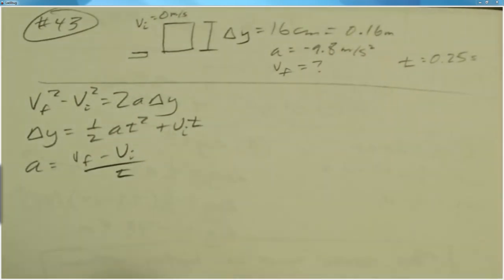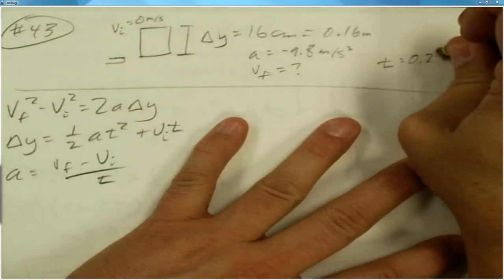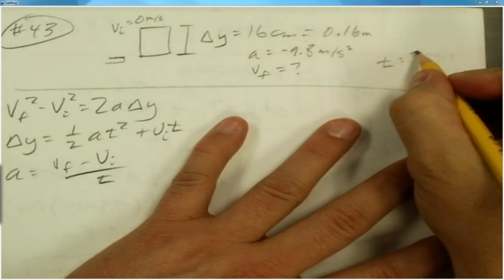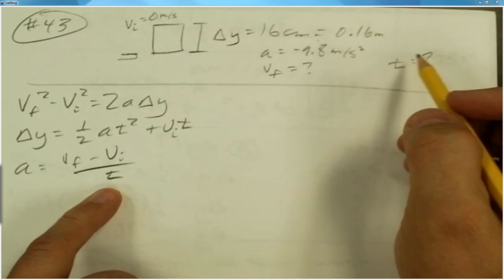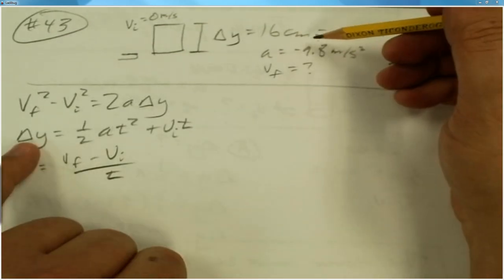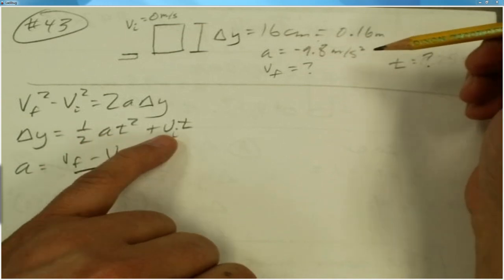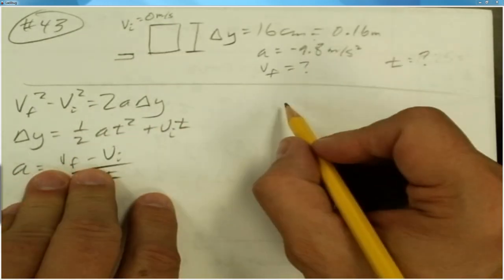So let's see how far. Oh, so the time is actually a question mark then. I've got 3 kinematic variables. I'm looking for time. I have y, a, not t, v initial 0. I like this one. I'm going to use the second one.